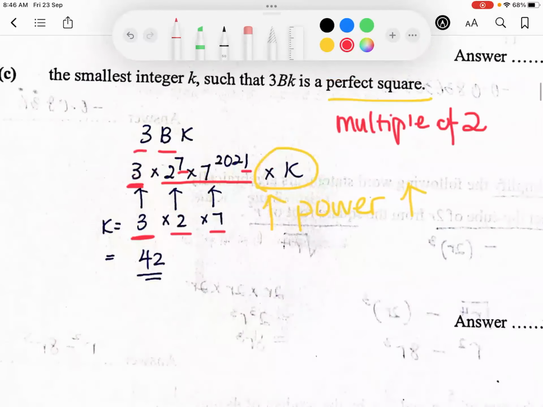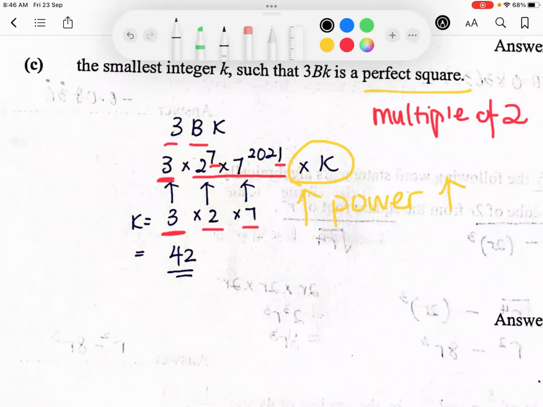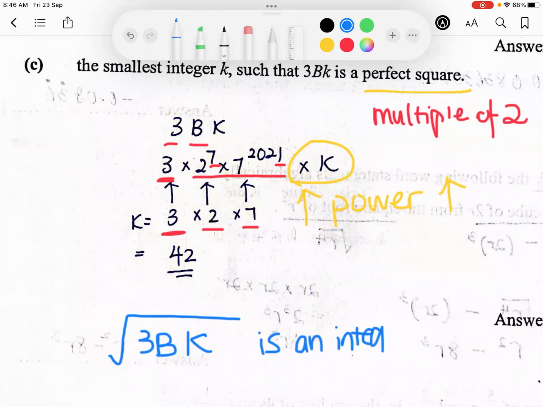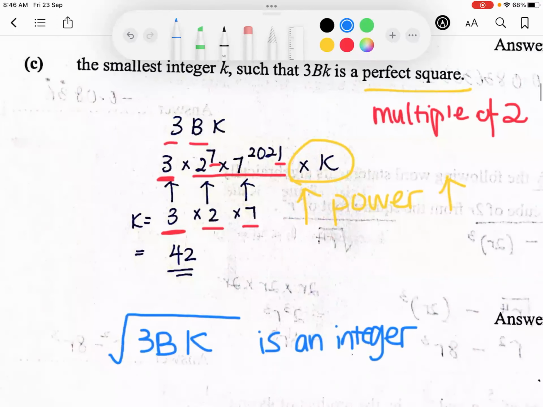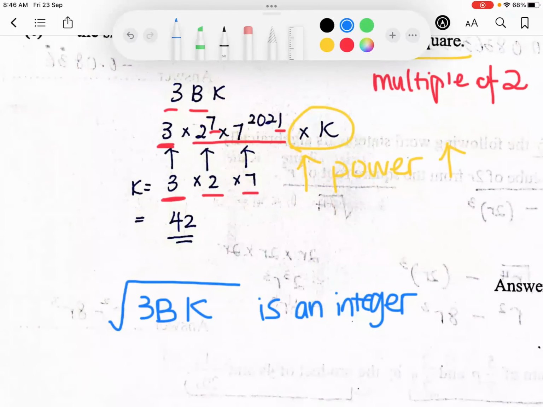Another way of writing perfect square can be saying that, for example, the square root of 3b times k is an integer. If the question says this, if I take the square root of something and it's an integer, it also means whatever is inside here is a perfect square. So it means the same thing. They're asking you for the same answer, same type of question, just phrased in a different way. So you must get used to this kind of question.